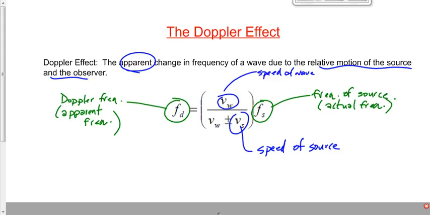Finally, we have this whole plus minus thing in the middle. Sometimes the denominator here is vw plus vs. Sometimes the denominator is vw minus vs. We're going to take a second to think about the math involved here, and I want to see if anybody can figure out when it should be plus and when it should be minus.